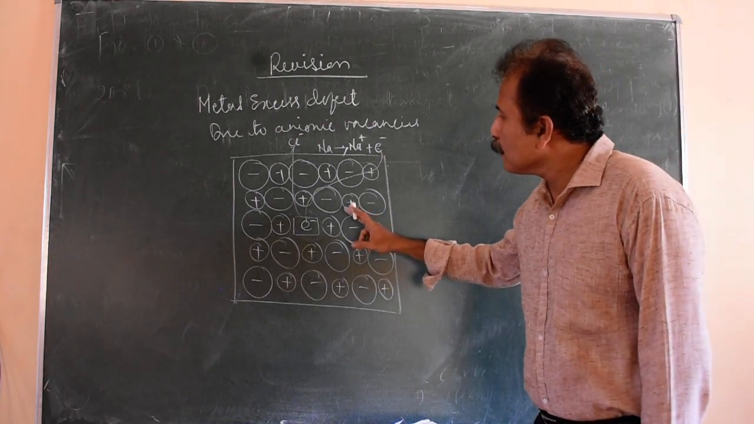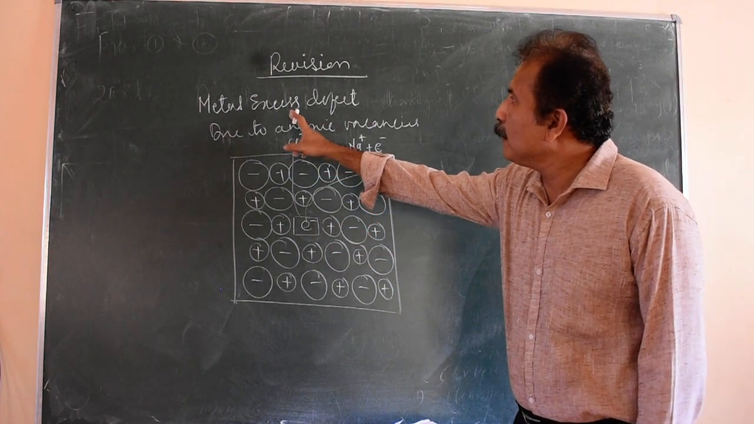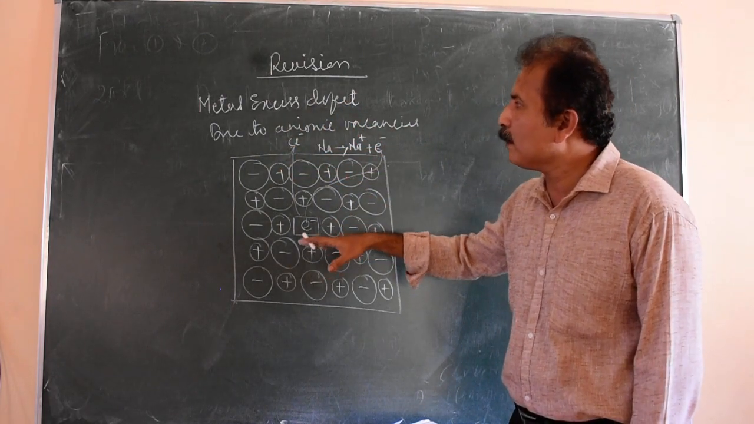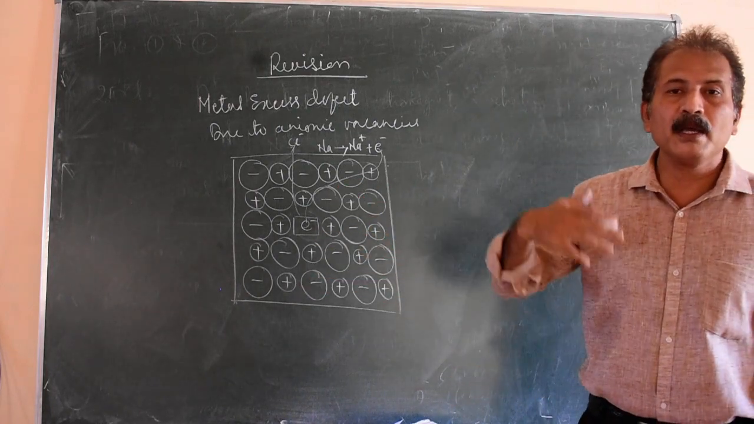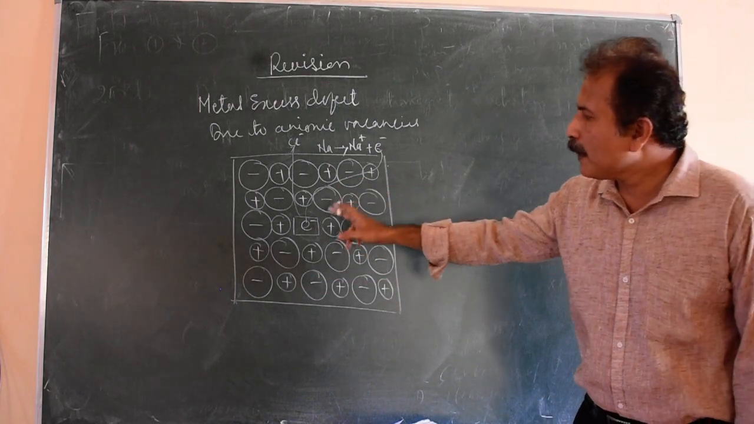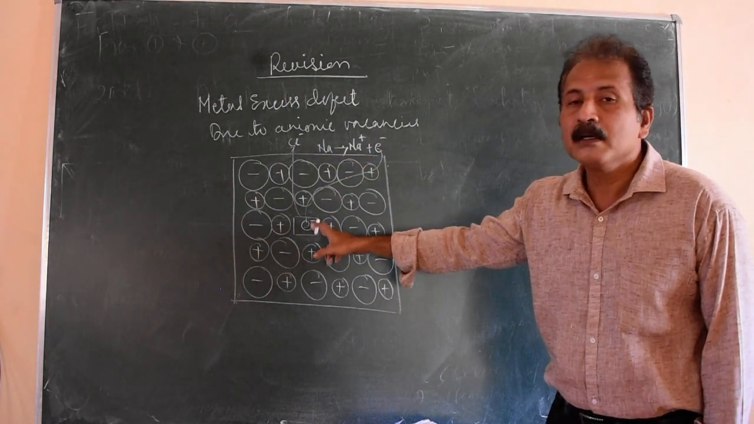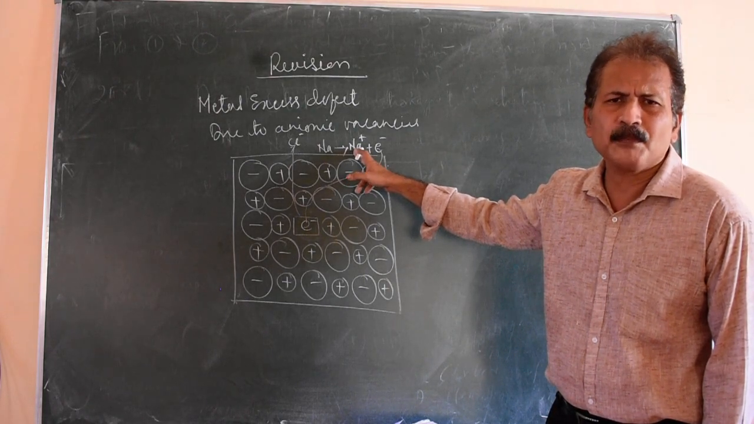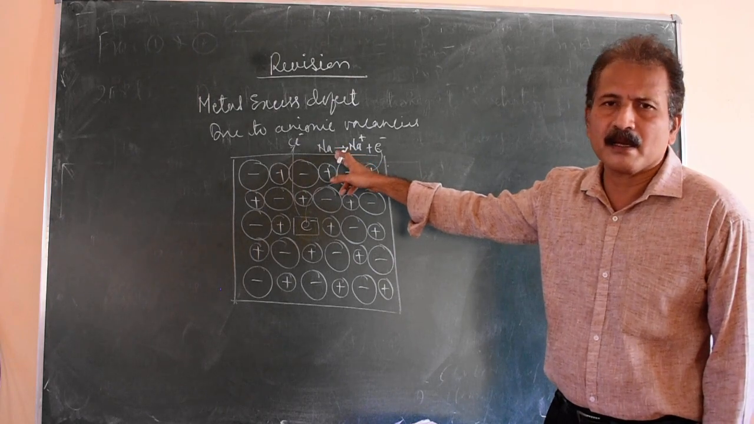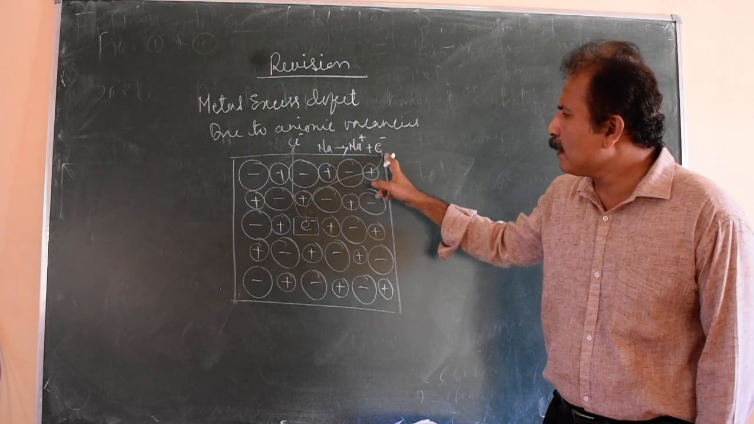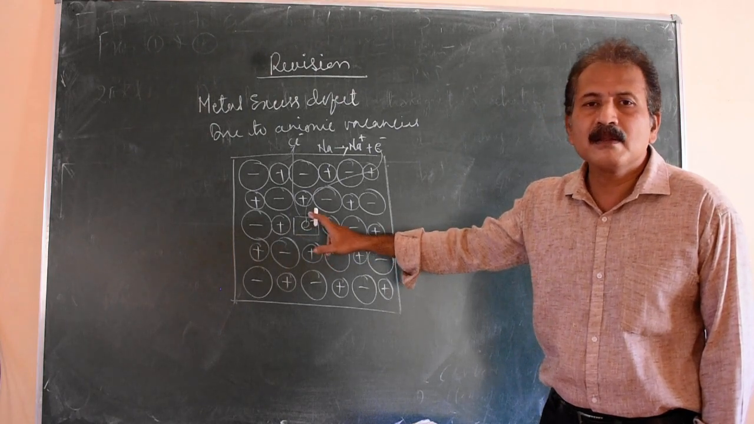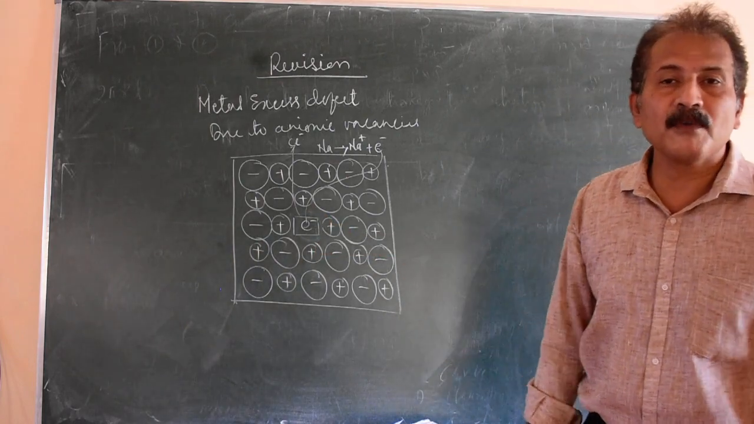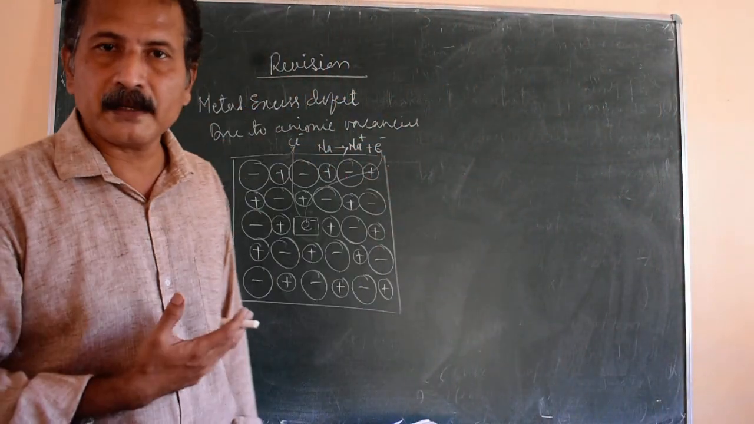Therefore, it is called metal excess defect due to anionic vacancies, because that anion is creating the vacancy by going outside. And its place is taken by the electron that is liberated by the sodium ion or the positive atom that is there. As soon as it comes, this electron is responsible for the color that is imparted.